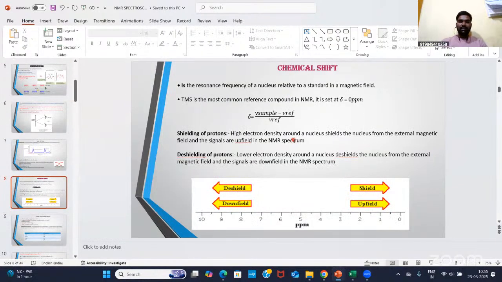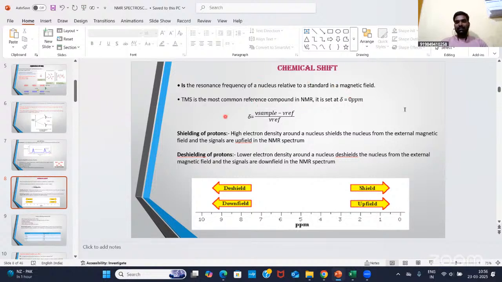Next one is chemical shift. Chemical shift is the resonance frequency of a nucleus relative to a standard in a magnetic field. TMS, tetramethylsilane, is the most common reference compound in NMR. In NMR, we mostly use TMS as a reference compound.